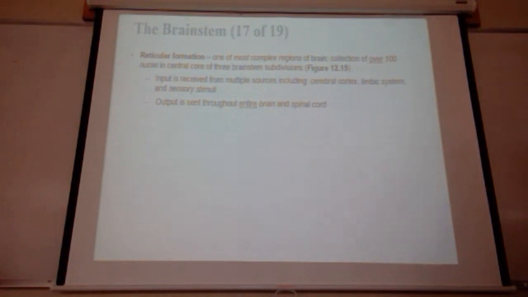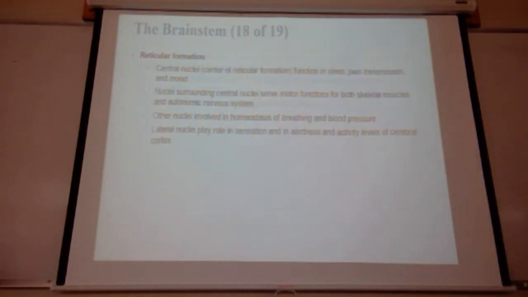The reticular formation is one of the most complex regions of the brain, a collection of over 100 nuclei in the central core of the three brainstem subdivisions. Input here is received from multiple sources, including the cerebral cortex, the limbic system, and sensory stimuli. Output is sent through the entire brain and spinal cord. The central nuclei function in sleep, pain transmission, and mood. Many of the pain medications that we take will affect these central nuclei regions.